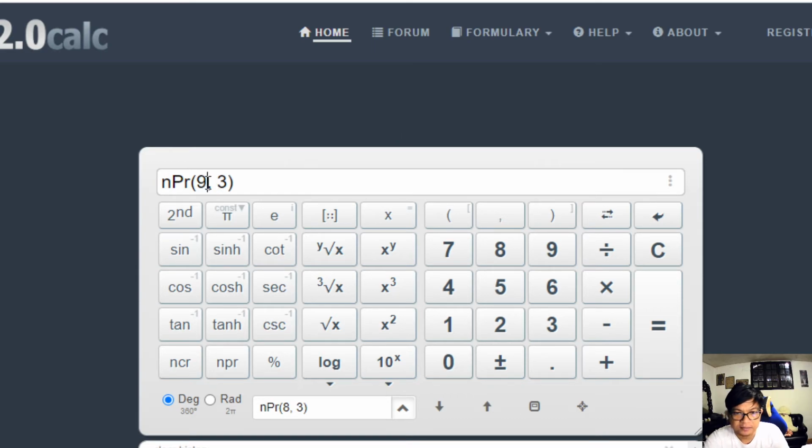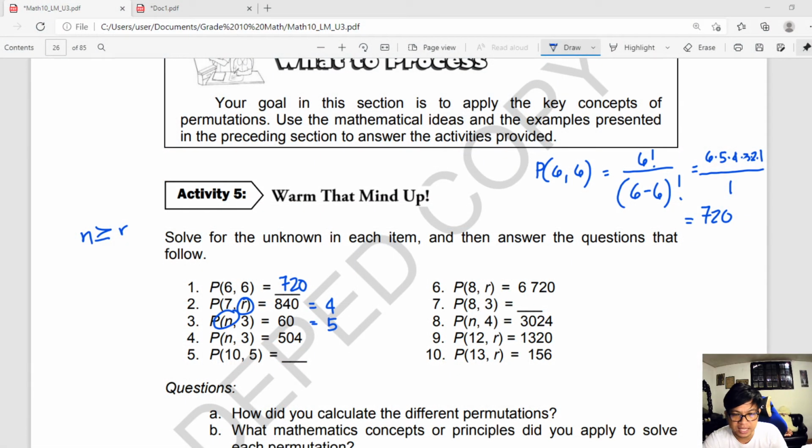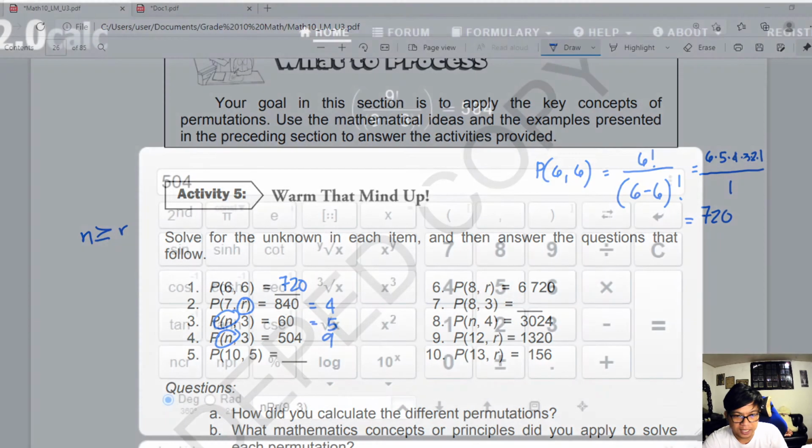Let's try 9. 504. So let's check if 504 ba siya. Yes, 504. Ibig sabihin, yung n natin is equal to 9. Okay, this one, yung n natin dito is equal to 9. The last one is permutation of 10, taking 5 at a time. So, gamitin natin siya ng calculator, online calculator natin.